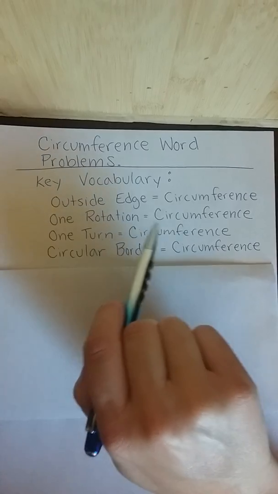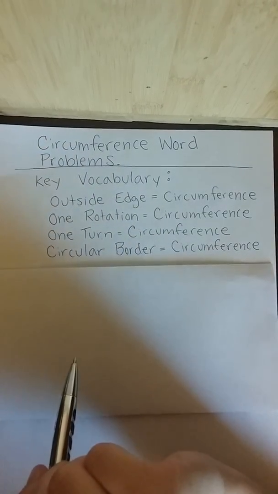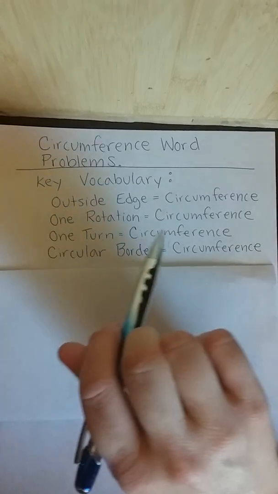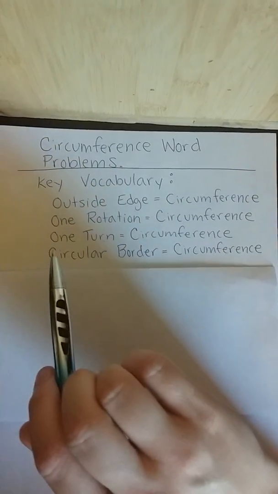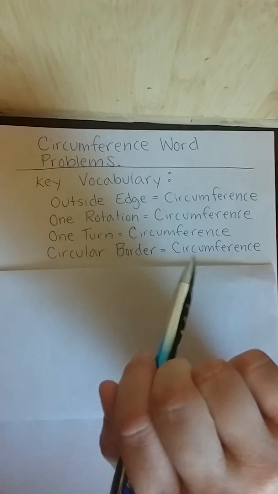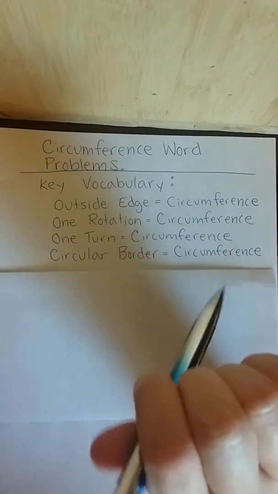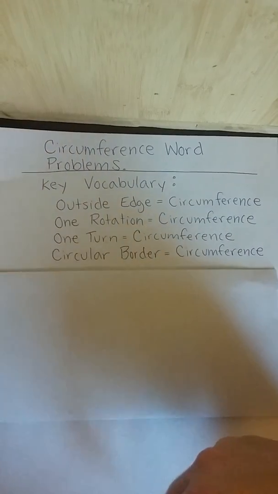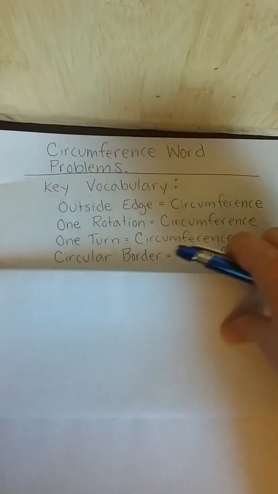So one rotation is also discussing circumference. One turn means the same thing as one rotation, so that's also circumference. And a circular border would be circumference, because a border means around the outside edge, and if it's circular, then it is circumference. We also have some words that mean diameter.